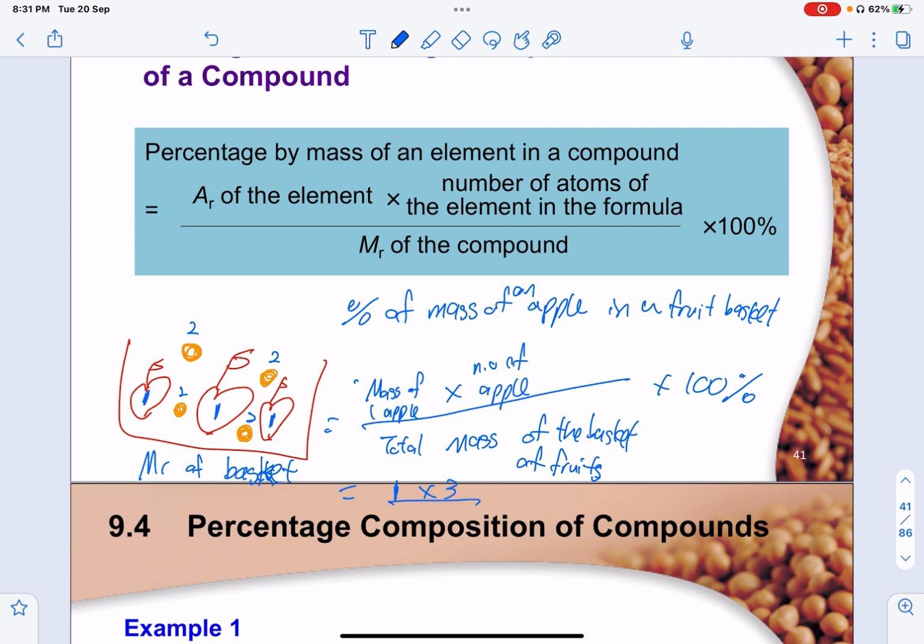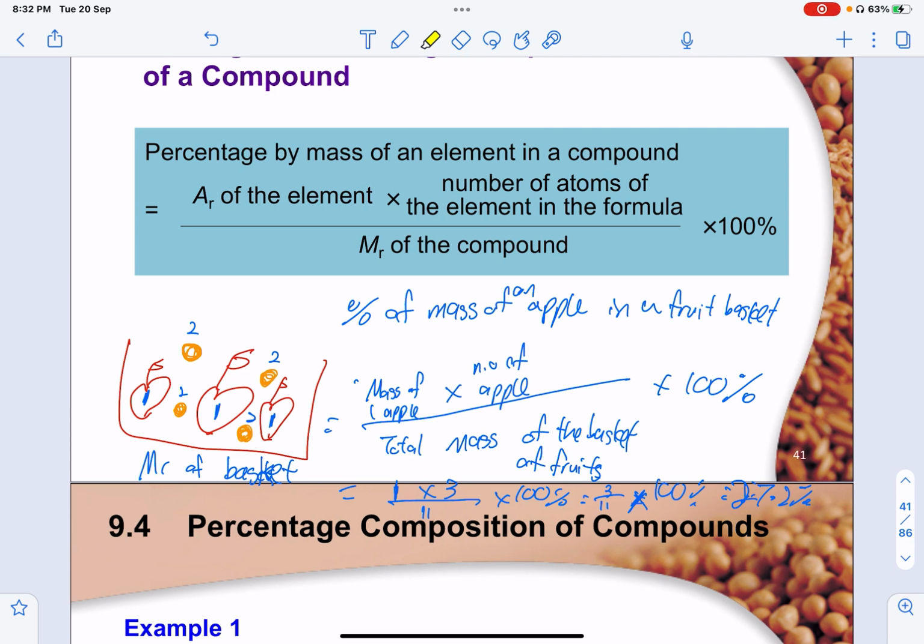So you have 1 plus 1 plus 1 plus 2 plus 2 plus 2 plus 2. So it will be 11 times 100%. So it is 3 over 11. If you press your calculator, let me get my calculator. So 3 divided by 11 times 100%, you get about 27.2%.